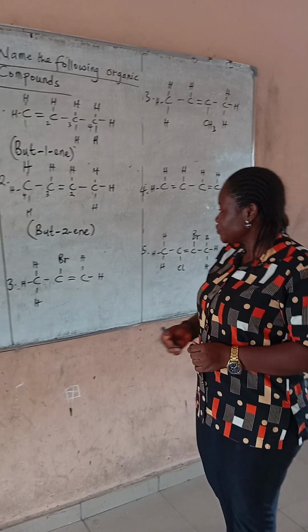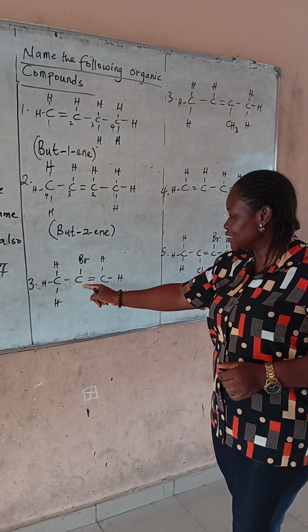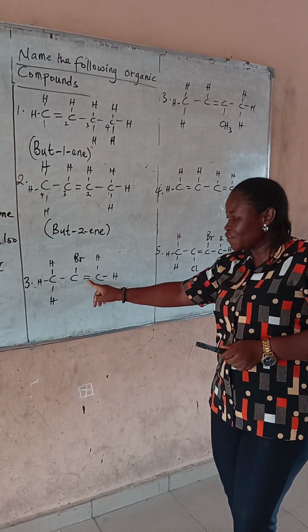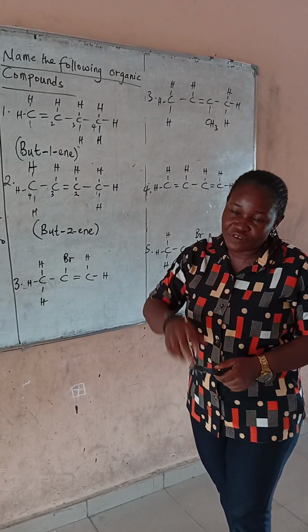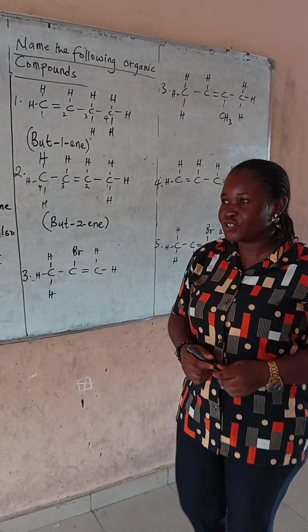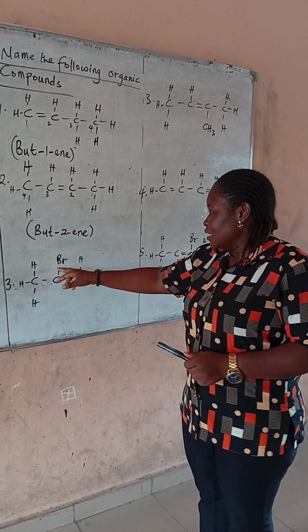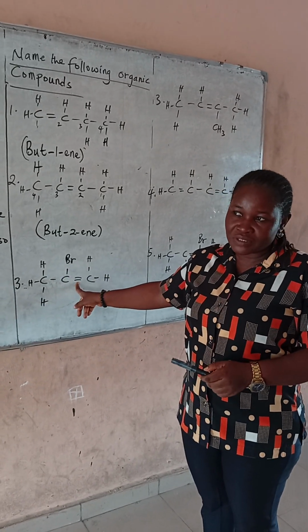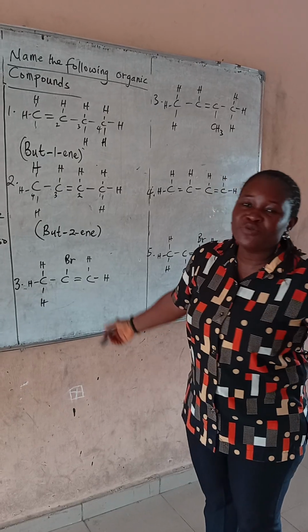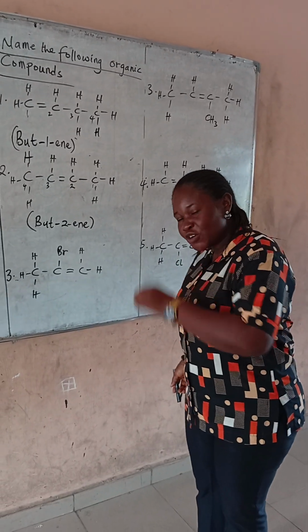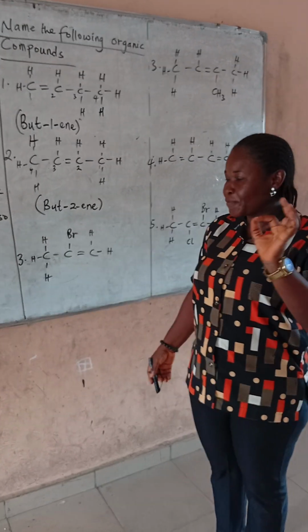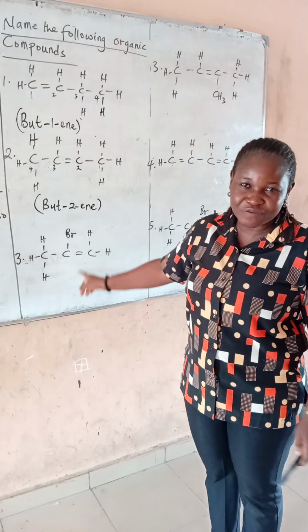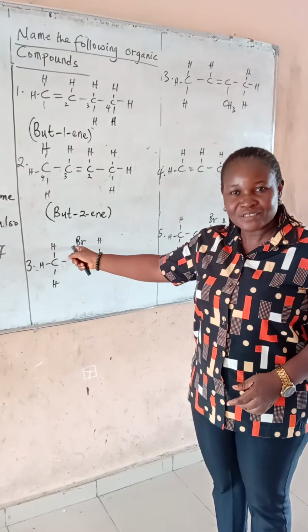Let's continue, please. The third example is, okay, we now have a substituent apart from a functional group. This is a functional group and this is a substituent. You should know the difference between a substituent and a functional group, okay? This is halogen, okay? And this is the double bond for alkenes. Now, where do we start numbering from? The functional group, being the double bond, takes precedence over the substituent, okay? So we'll have to consider the double bond first, then we consider the substituent.